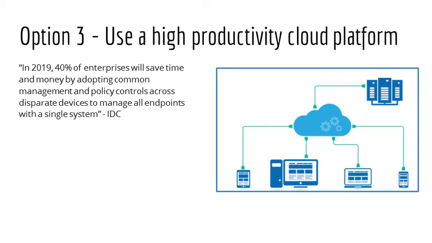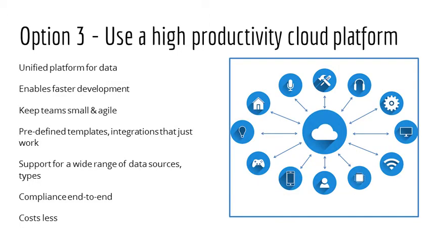On the next slide, we take a look at what you should be looking for in a high-productivity cloud platform. Here are some characteristics. First, it should help you unify all of the data in your enterprise. As we saw, much of the time in mobile app development goes into data management. So a high-performing cloud platform should be really good at helping you cut short the data management time.